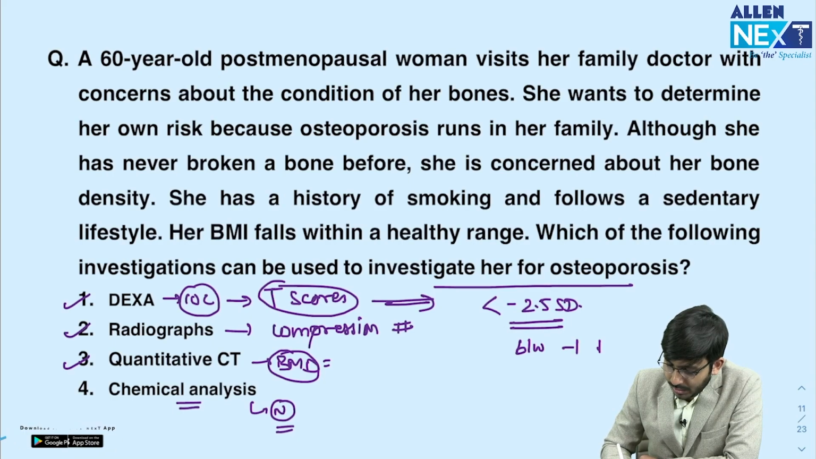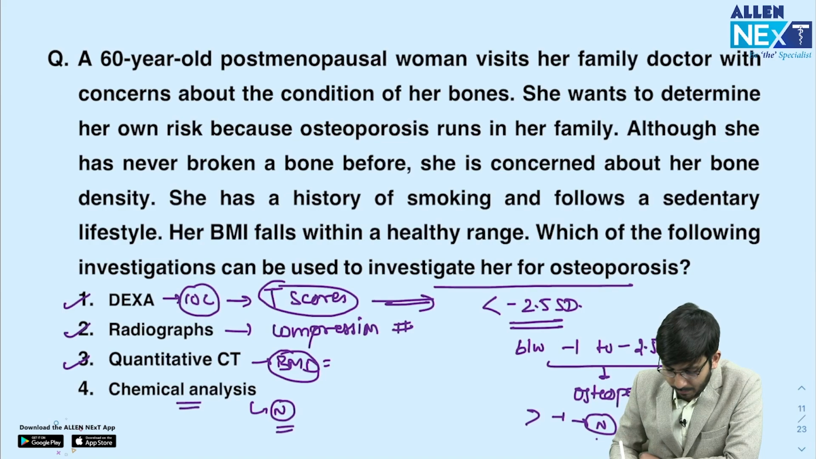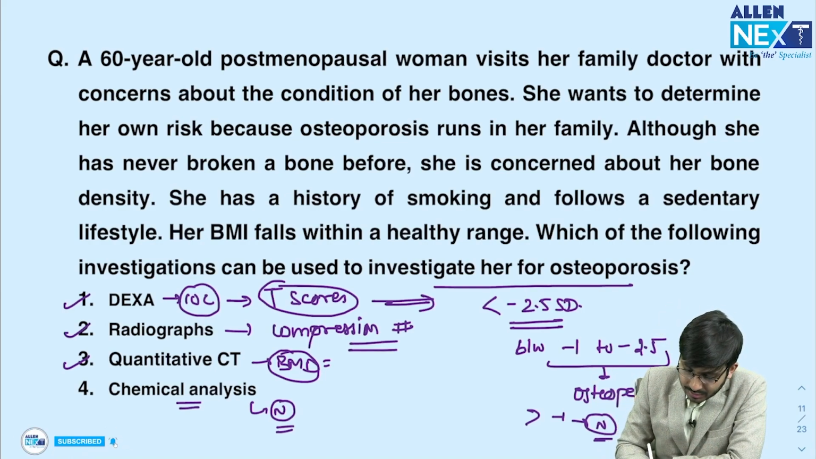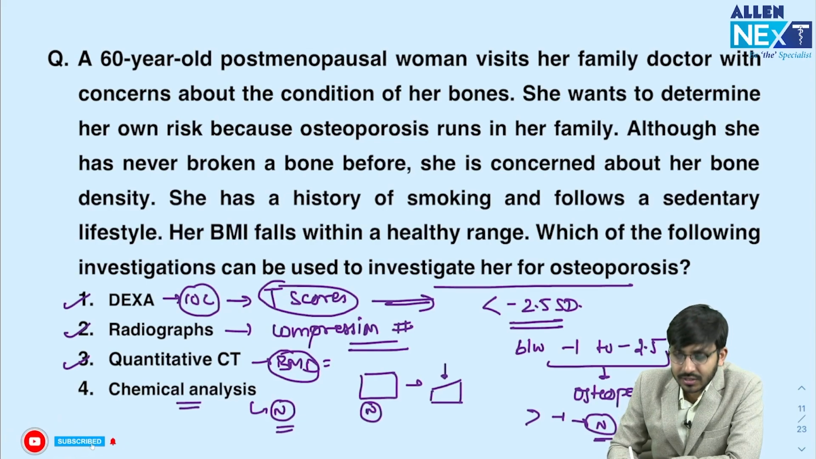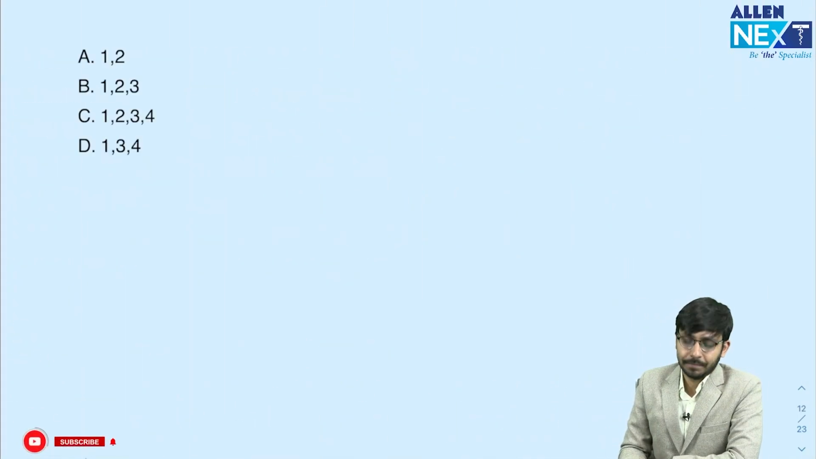Between minus 1 to minus 2.5, we'll call it osteopenia. And if the bone mineral density is more than minus 1, it is normal. Okay. Now on radiographs, what do we see? We see typical compression fractures. So if this is the normal vertebra height, in osteoporosis what will happen? There will be compression fractures. There will be wedge compression fractures of the vertebra, and in advanced cases, there can be a vertebra plana. Okay, vertebra plana can also occur.